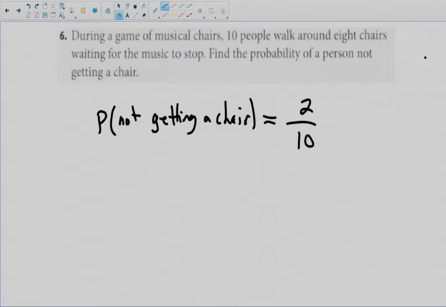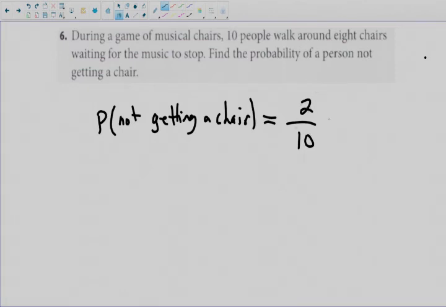Okay? If I was to ask you what is the probability of a person getting a chair, well, how many of the 10 people are going to get a chair? That would be the complement of 2, which is 8 out of 10. So you've got to be a little bit careful. Sometimes they will throw in numbers like that that are there to help you find the answer, but don't partake in the actual math directly.